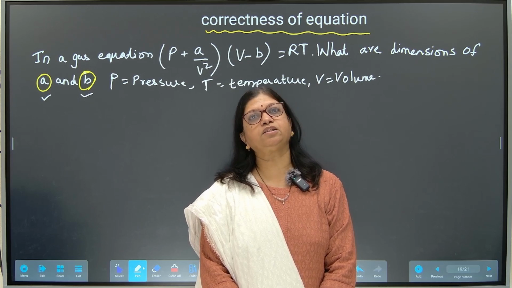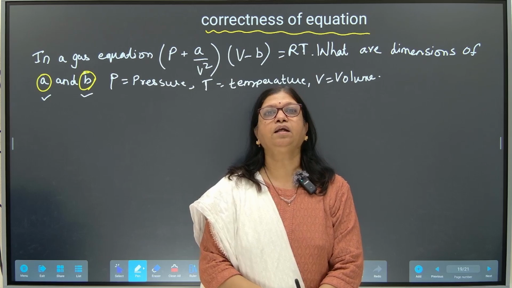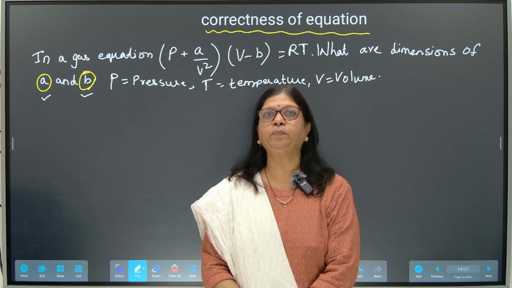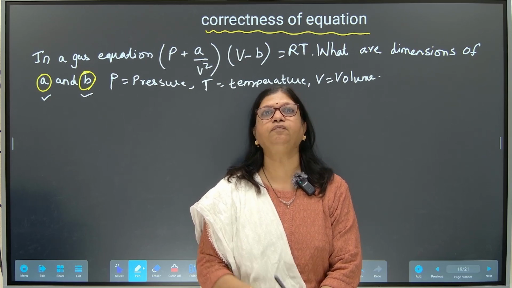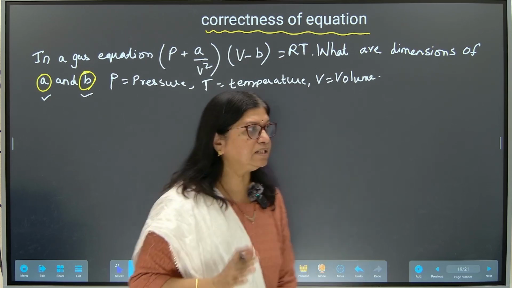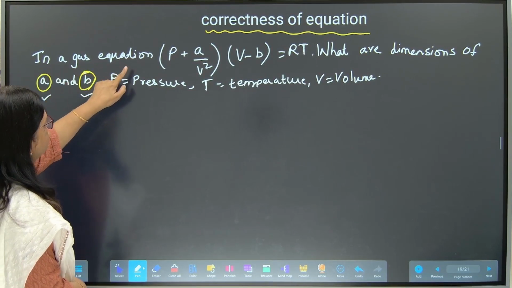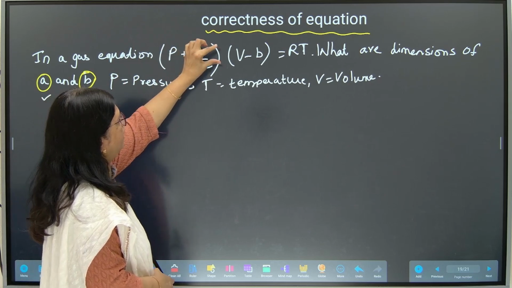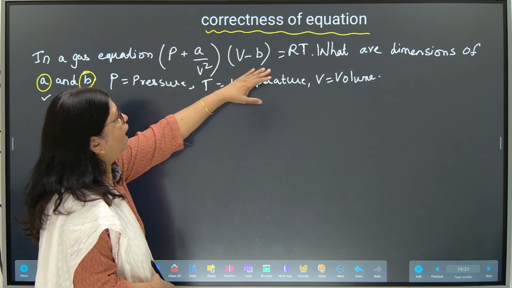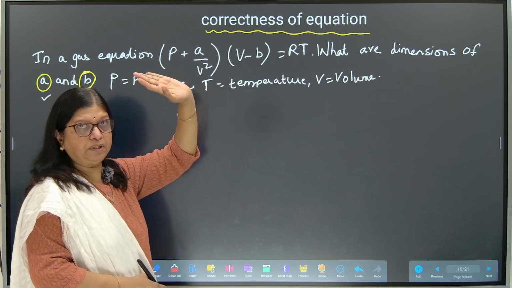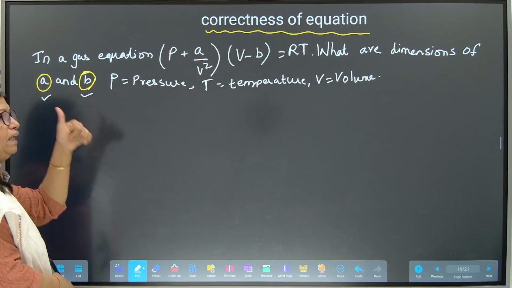That is the correctness of the equation using the homogeneity principle of dimension analysis. Today I have selected some numericals in which we have to find the dimensional formulas of the given variables. Let us start with a question: in a gas equation, (P + A/V²)(V − B) = RT. P is the pressure, V is the volume, T is the temperature, and R is the Rydberg constant, which is already known. What are the dimensions of A and B?